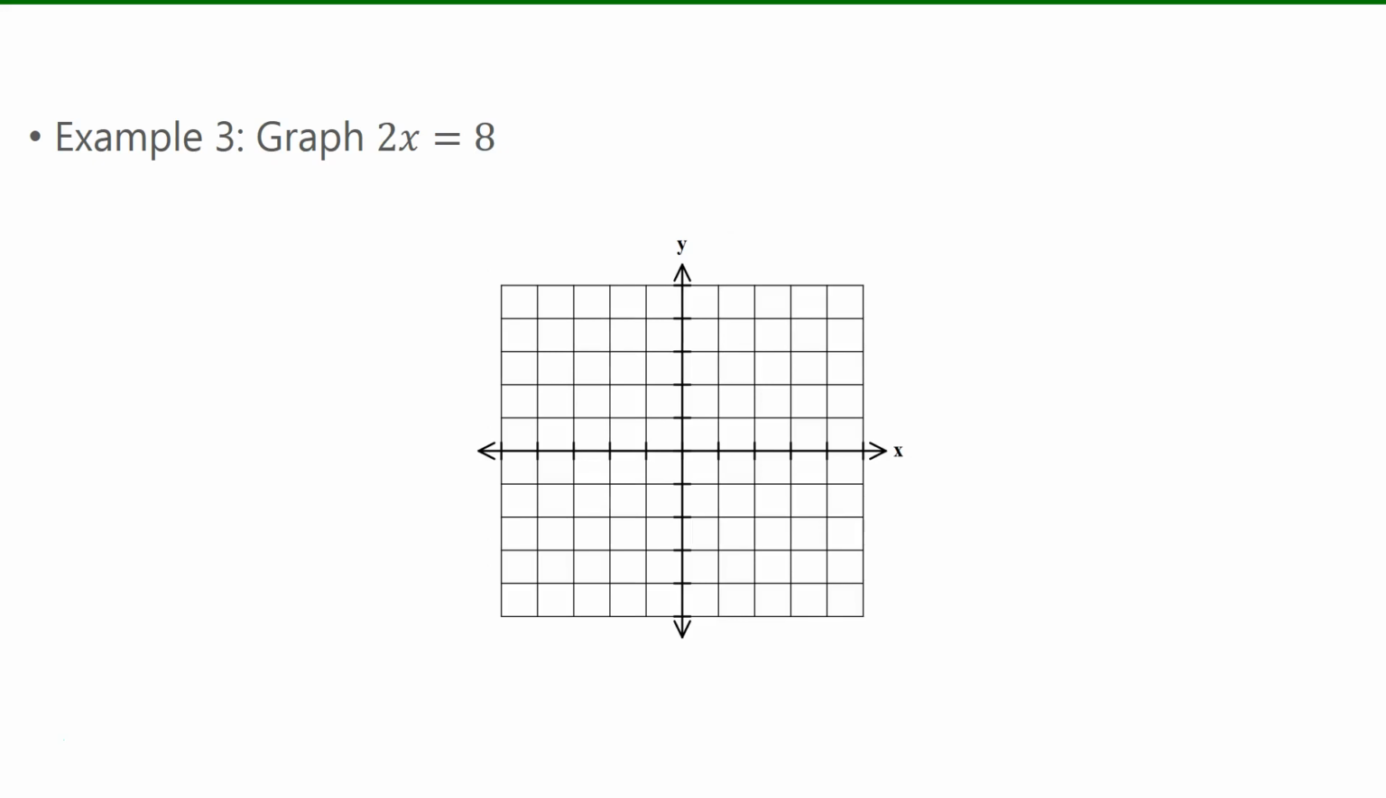For this last example, once again, I need to rearrange this equation to be of the form x = a. So I want to get rid of that 2 in front of the x. And I can do that by dividing both sides by 2. So I end up with x = 4. So you put a dot on the x-axis at 4, and then draw your vertical line.